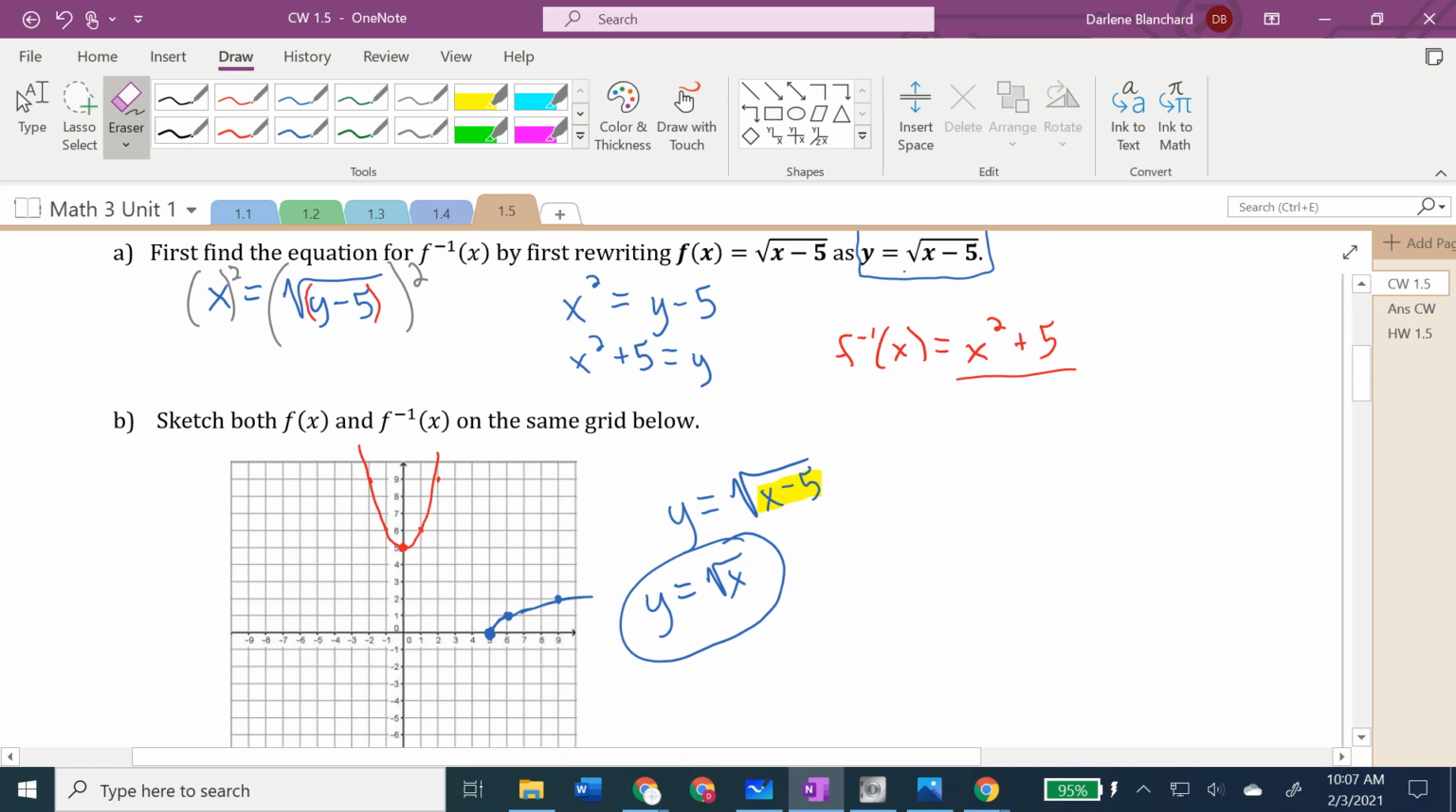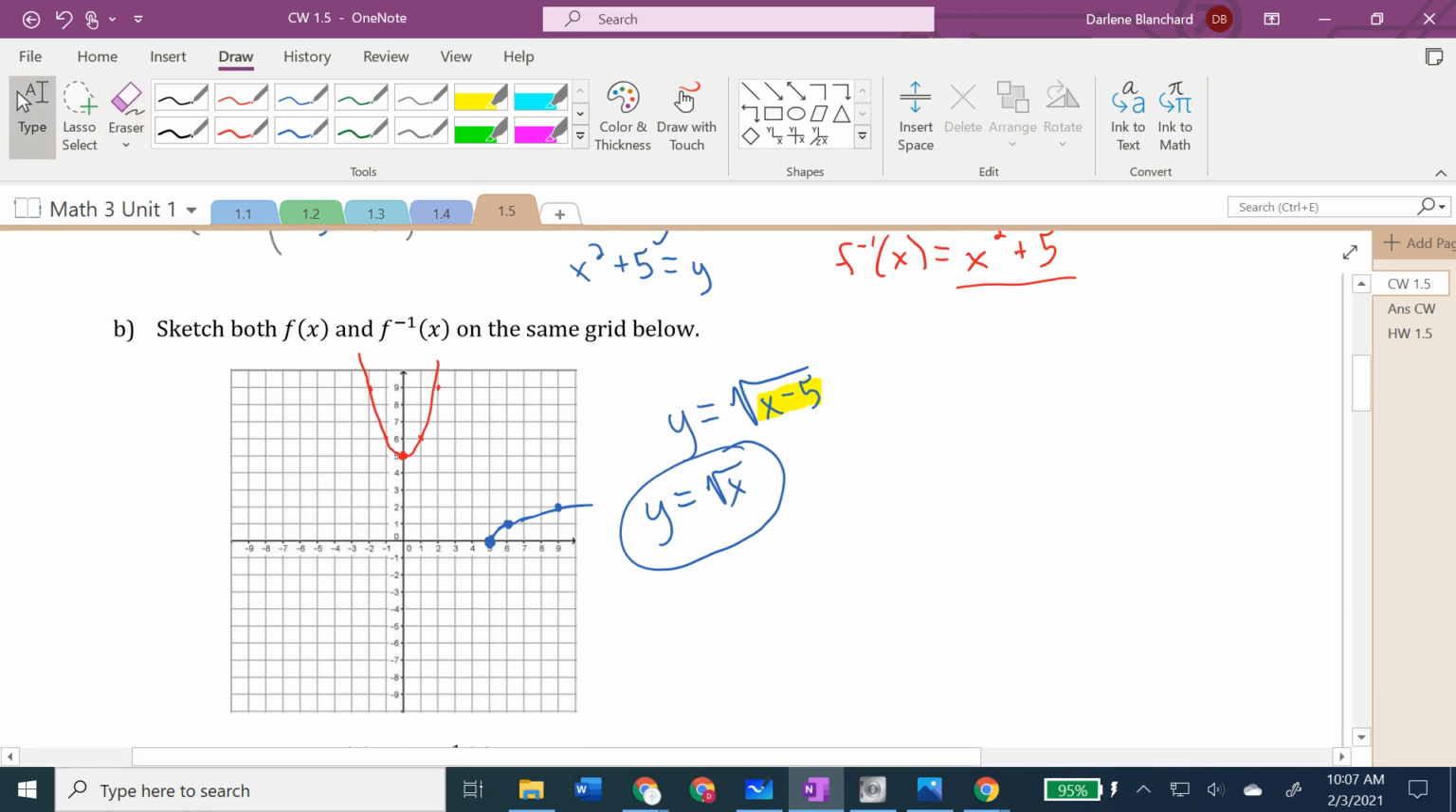Now, do those look like they are inverses of each other fully? Do you see a problem? Yes. Thank you.